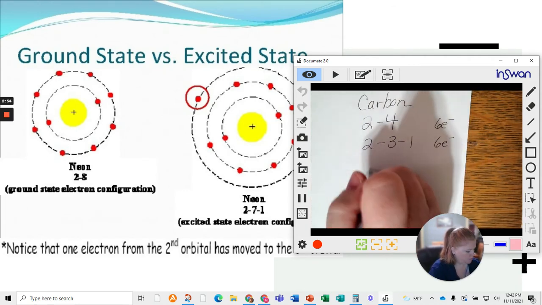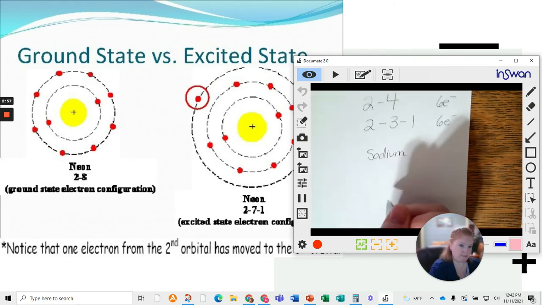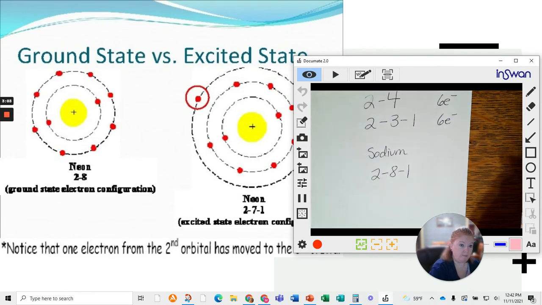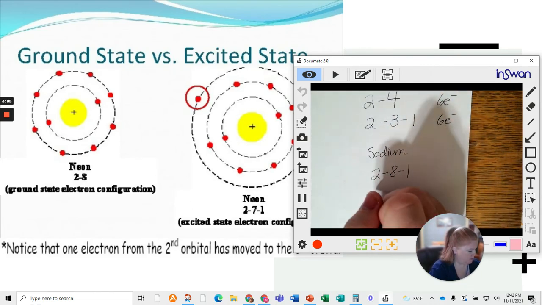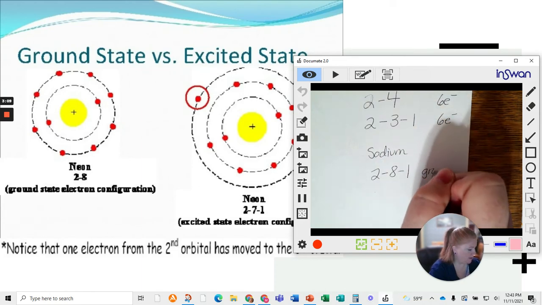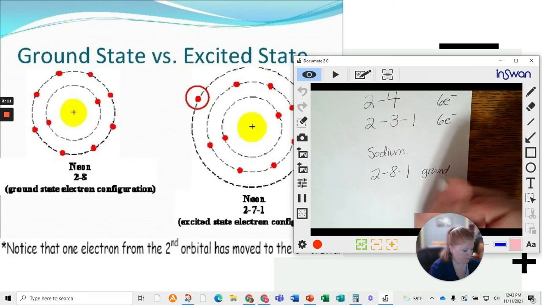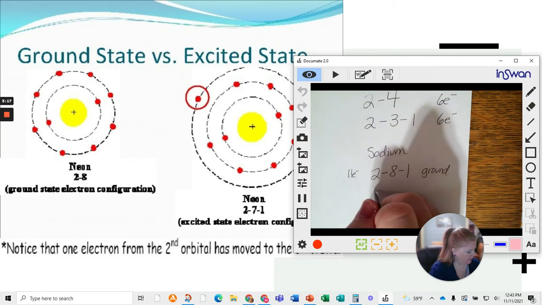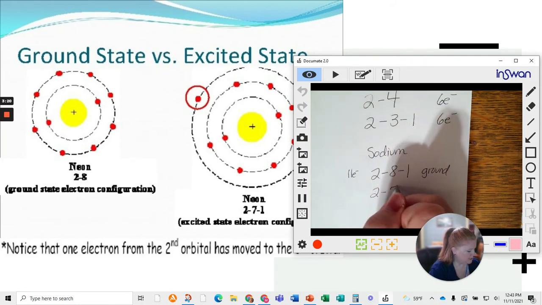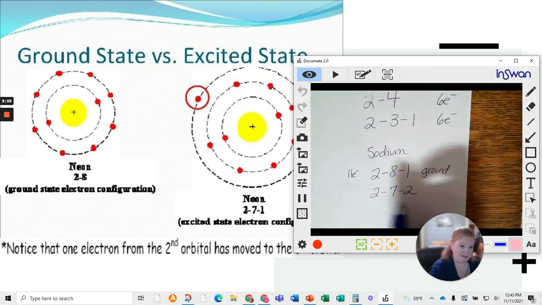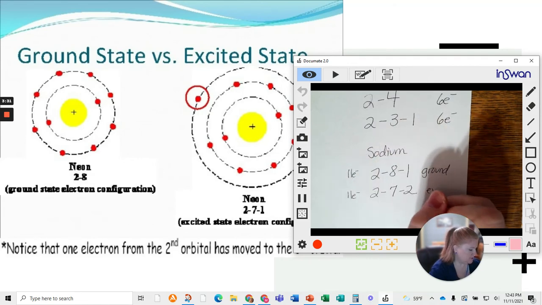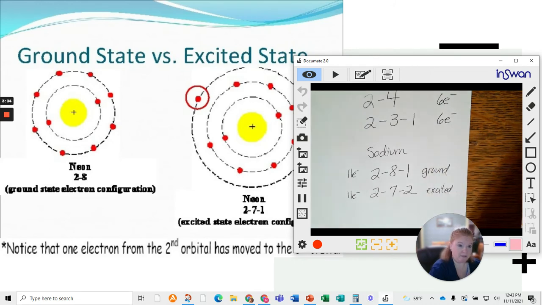Okay, so sodium, as another example, is 2-8-1. So if I want to move an electron to a higher energy level, here's one way to do it. So this is ground state because that's on the periodic table. And we have 8 plus 2 plus 1, we have 11 electrons. Okay, so I could do this 2, 7, 2. No matter how hard I look on the periodic table, I won't find this, but this is still 11 electrons, but this is excited state, not on the periodic table.